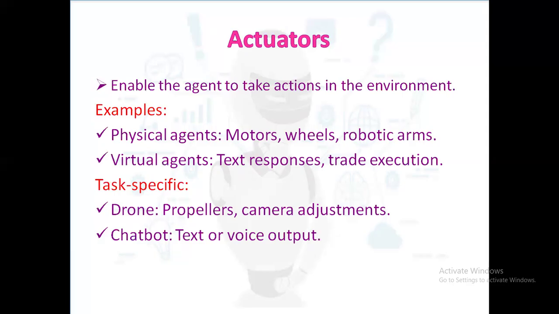Task specific actions are tailored to the agent's purpose. For example, a drone uses propellers for flight and camera adjustments for capturing images or videos, while a chatbot uses text or voice output to communicate with users. These actions are crucial for the agent to fulfill its objectives and respond appropriately to changes in its environment.